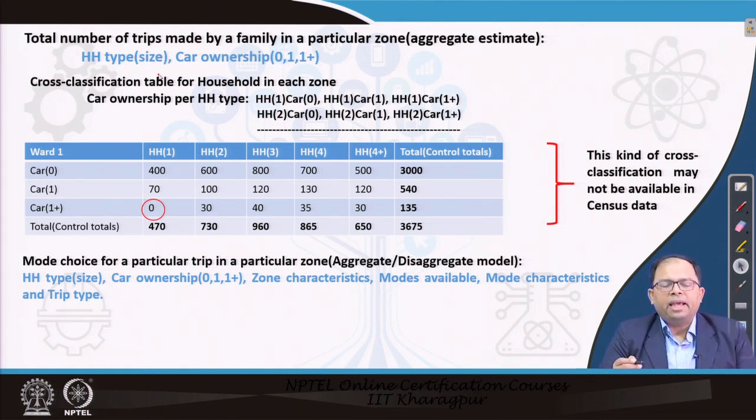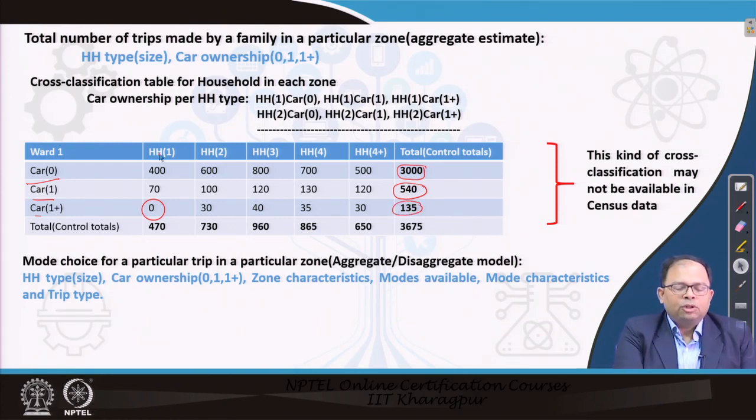So, if I want to make an aggregate estimate for each of this household type or car ownership, what kind of trips are made, then we need to create a cross classification table for households in each zone. That means, for each zone, if I am predicting what kind of trips are being made, we will make a table where we have household size as the different columns, and in different rows we have the car ownership, and then we can see that over here the total number of families having 0 cars is 3000, total number of families having 1 car is 540, total number of families having more than 1 car is 135.